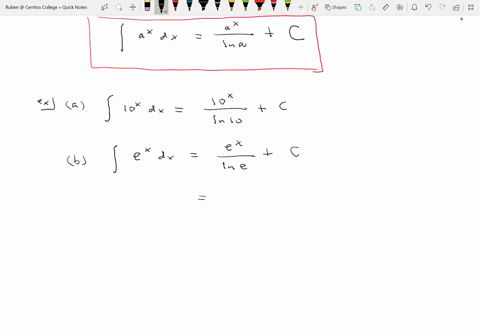Well, what's the natural log of e? The natural log of e is 1. e is the base of the natural logarithm, and the logarithm of the base is always 1. Okay, so if you missed that, ln e is log base e of e, and that's just 1.